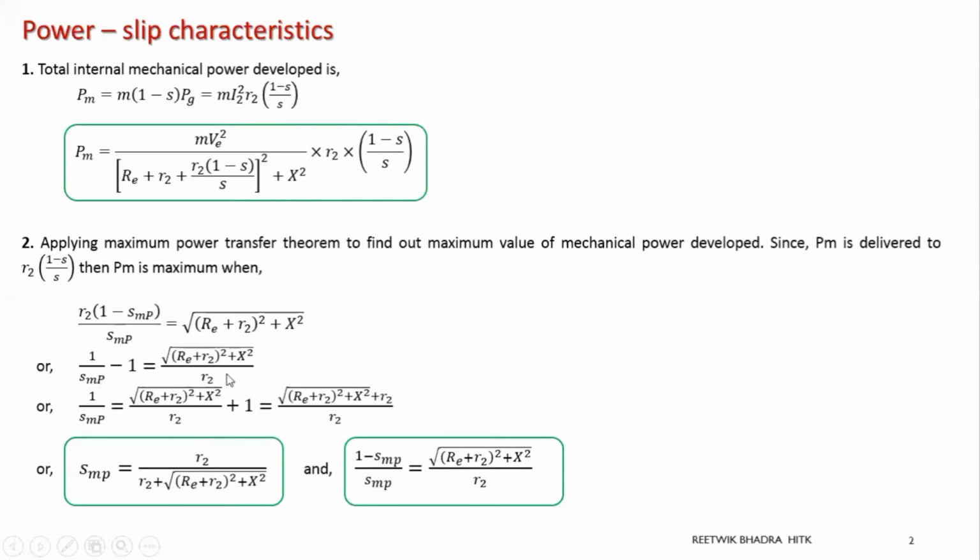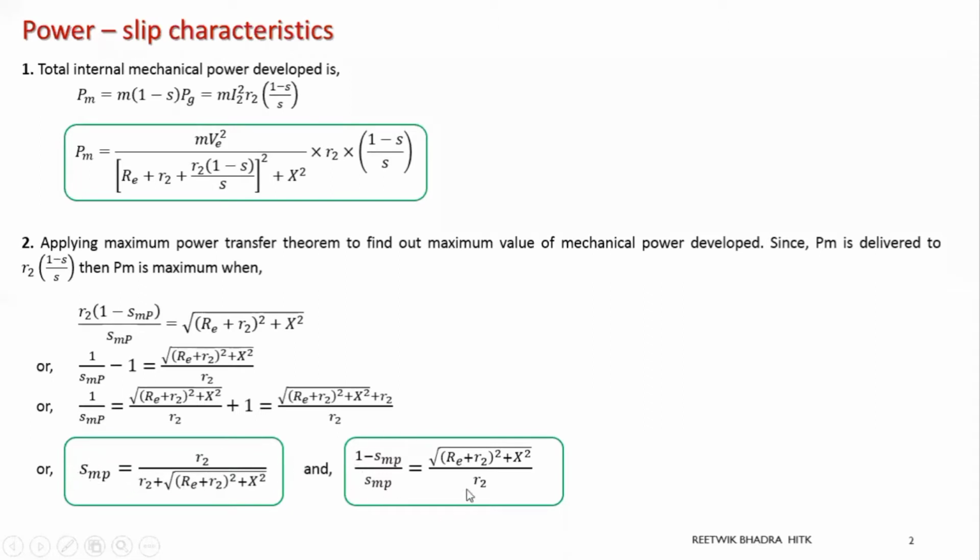Bring this 1 to the other side, so it will be plus 1. Do the LCM and find the equation. This will be the root term plus R2, divided by R2, and this is 1 by SMP. So SMP will basically be the inverse of this: R2 divided by R2 plus the square root of (Re plus R2) squared plus X squared. So this is the value of slip at which maximum power occurs.